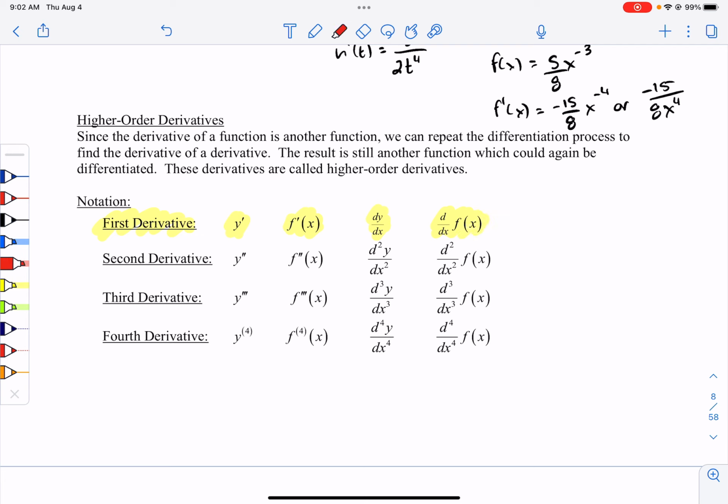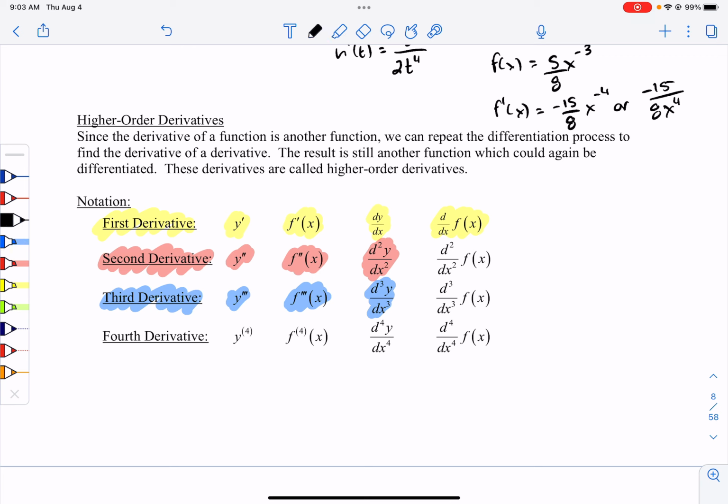The second derivative looks like y double prime, or f double prime of x, or d squared y over dx squared, which is a little confusing because the squared goes in two different places. That just means take the derivative twice. Third derivative, y triple prime, f triple prime of x, d cubed y over dx cubed. Take the derivative 3 times.